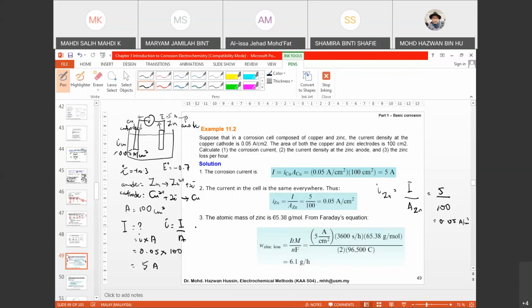Victor, the current density should be in micro? No, this one you will get in amperes, because the information is actually given in amperes. Oh, okay.